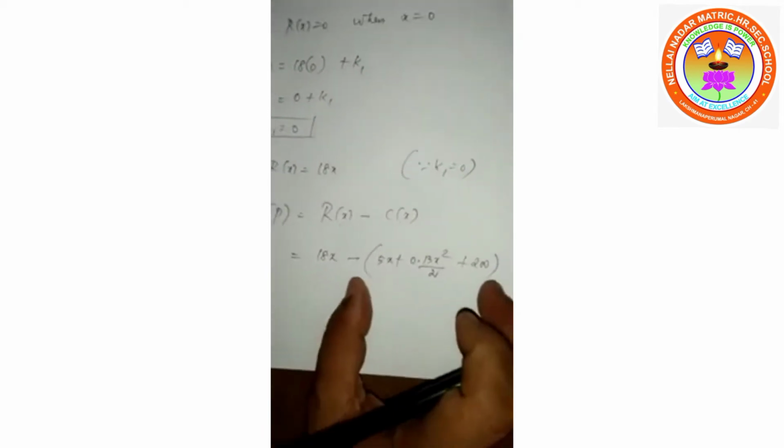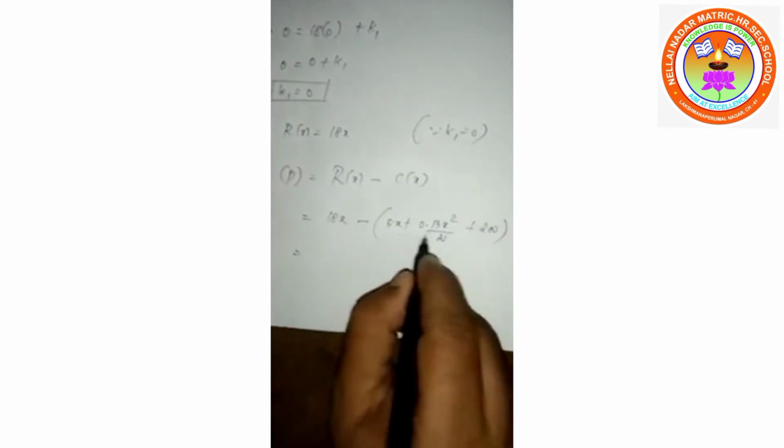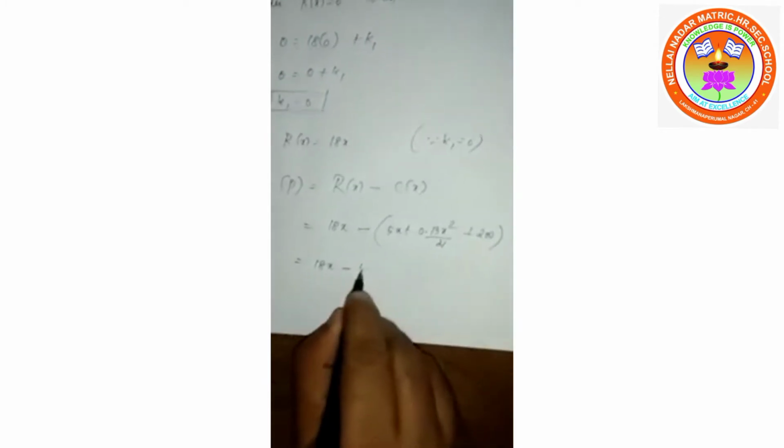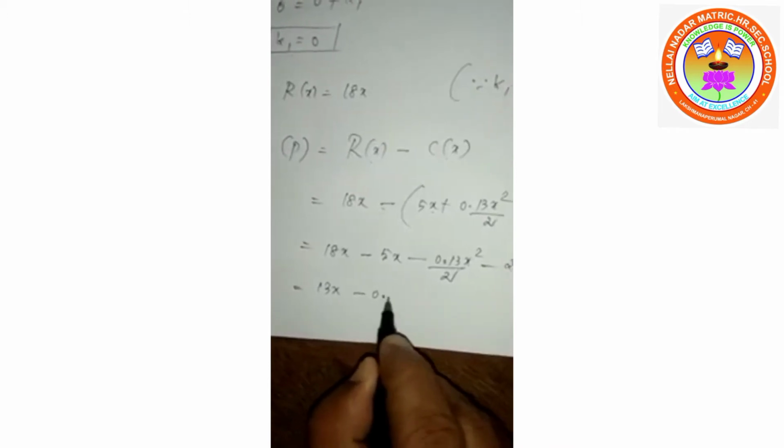Don't forget, you have to write the expression inside the brackets, because outside the bracket we have the sign minus. That minus is common for each and every term. So 18x, write as it is, then you have to multiply by minus. Minus into 5x, minus 5x, minus into plus, minus 0.13 x squared by 2, minus into 200, minus 200. Then these two like terms, 18x minus 5x equals 13x, minus 0.13 by 2, you can divide.